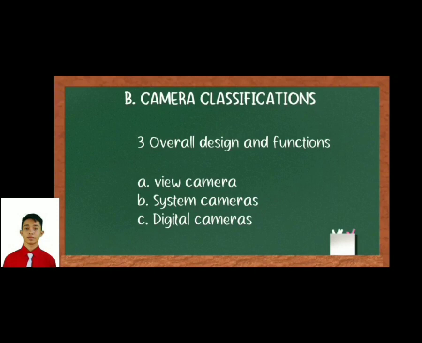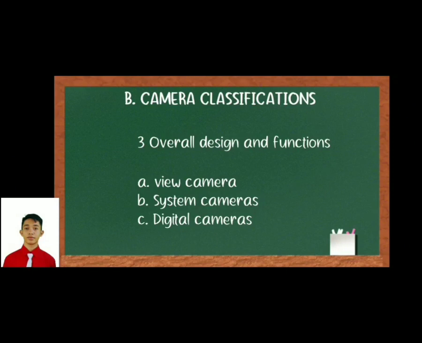Number 3. Overall designs and functions. A. View camera. Large format cameras known for their modular design, allowing precise control over perspective, focus, and depth of field, commonly used in architectural and landscape photography for their unparalleled flexibility and control.